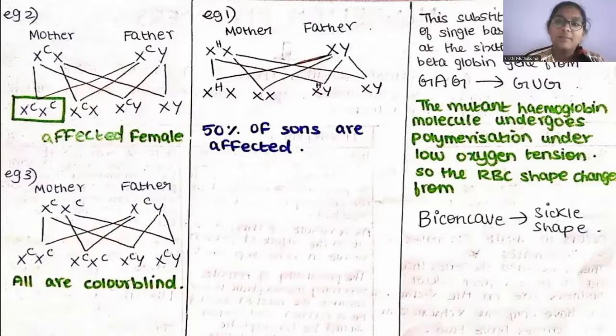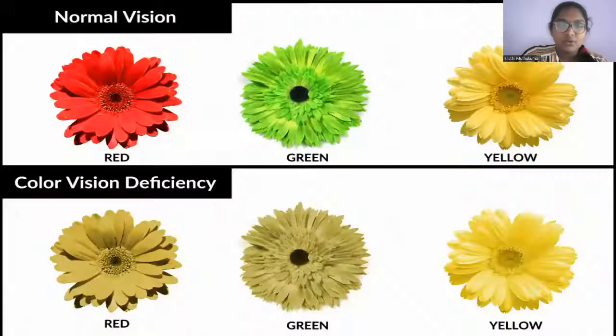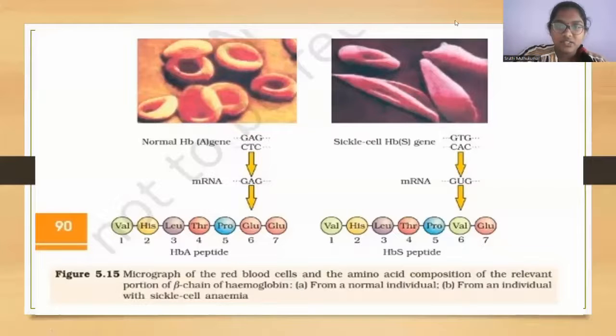And the mutant hemoglobin undergoes polymerization under low oxygen tension, and the RBC shape changes from biconcave shape to sickle cell shape. As I showed you, this is the sickle shaped, and hence it leads to anemia, because it's not able to carry oxygen efficiently. And yeah, so that's it.